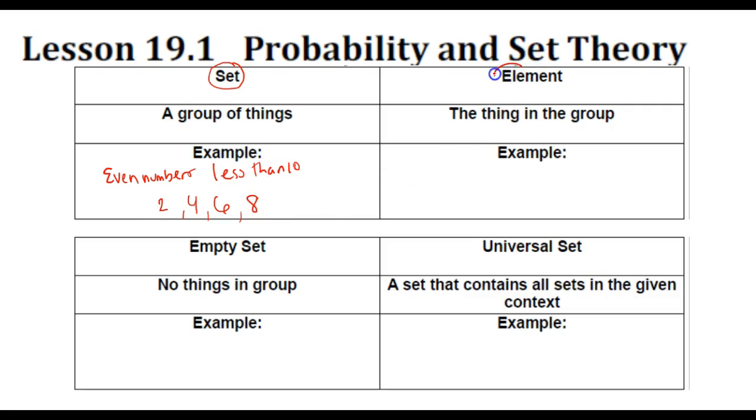The word element has to do with one particular item, one particular thing in that group. So let's say for example, the element would be the number 8. Now I'm using numbers because this is math and we're probably going to be dealing with numbers anyway, so I might as well use some examples that are number-like.